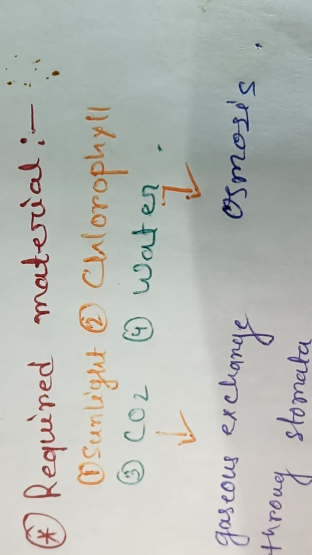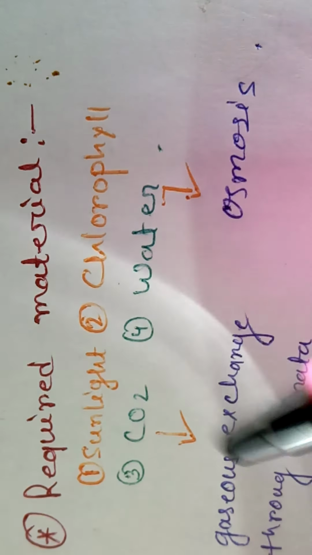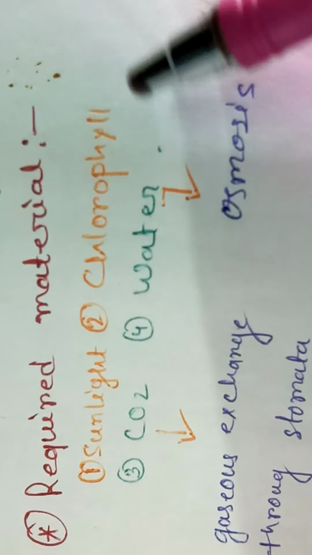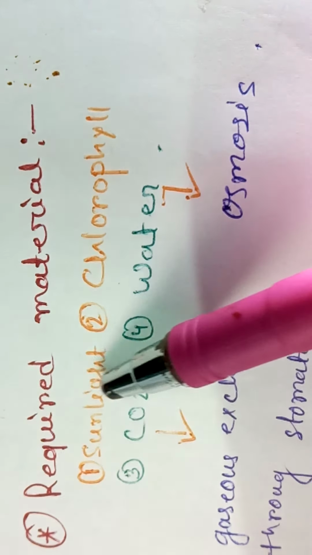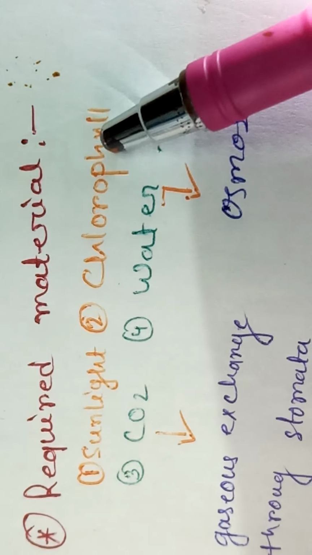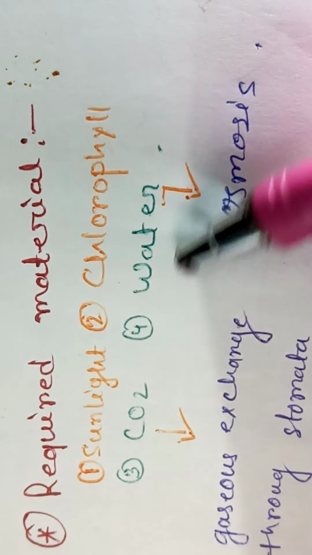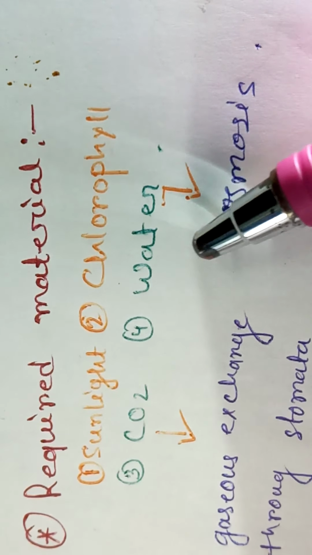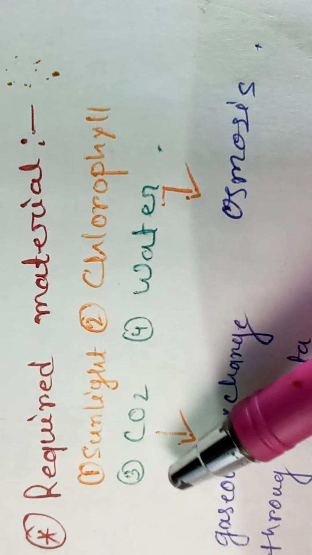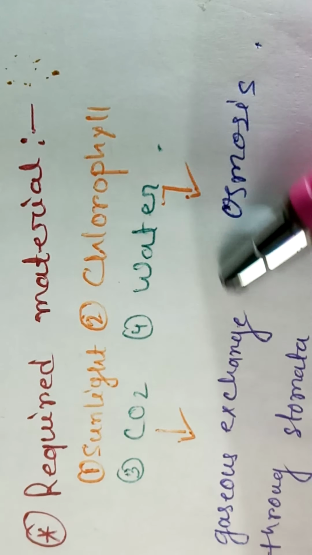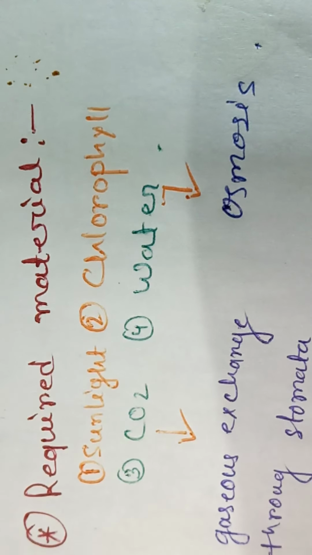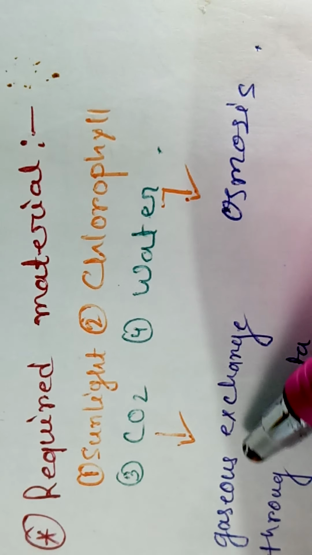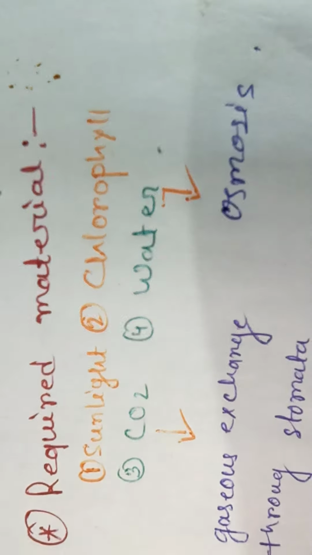So what do we need for photosynthesis? What does a plant need for photosynthesis? Four basic things: sunlight, chlorophyll, carbon dioxide and water. Sunlight comes from the sun, and chlorophyll is present in the plant. Now carbon dioxide and water are the raw materials for the plant. They need to collect this carbon dioxide and water. How can they collect the carbon dioxide and water? They can collect the carbon dioxide through gaseous exchange through the stomata.